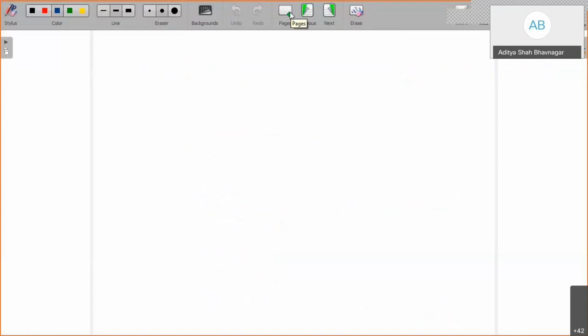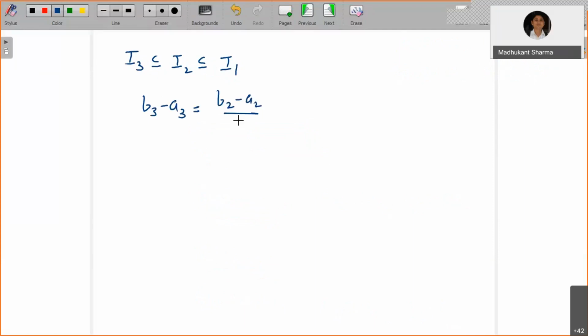I3 is contained in I2, which is contained in I1. And what is b3 minus a3? It is nothing but b2 minus a2 divided by 2, half the interval length. And b2 minus a2 is b1 minus a1 divided by 2, so that is going to be divided by 2 squared.